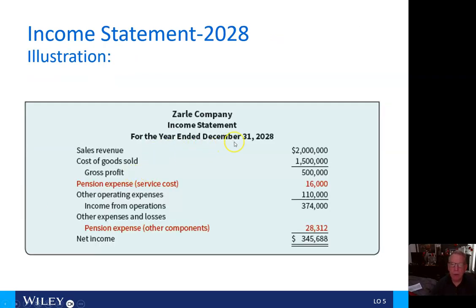And if we look at that for the Zarro Company, here's an illustration. We have our sales revenue, cost of goods sold, gross profit. But here below the gross profit line, we show the pension expense, the service cost of $16,000. And then in other expenses and losses, we show pension expense, other components, of $28,312. This, of course, is for the year ended 2028.